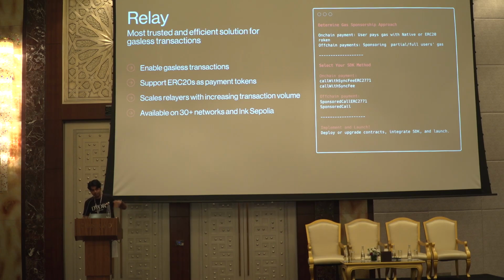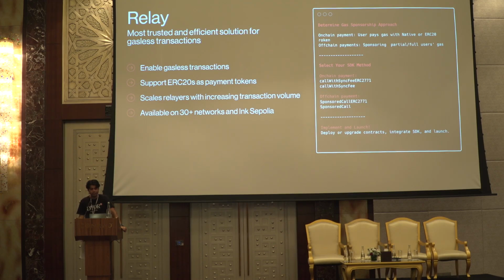The next step towards implementing Relay would be selecting your SDK method. Now, what does that mean? Since there's the on-chain payment and the off-chain payment, the on-chain payments have two categories as well, which is callWithSyncFee ERC2771. Now, what exactly is ERC2771? That's the meta transactions being supported. With this, you'll be able to decode the original message.sender in your target contract. And then we have callWithSyncFee. For sponsoredCall ERC2771, that's the method that supports meta transactions and EIP712 signatures. And we have the sponsoredCall method for regular calls as well.